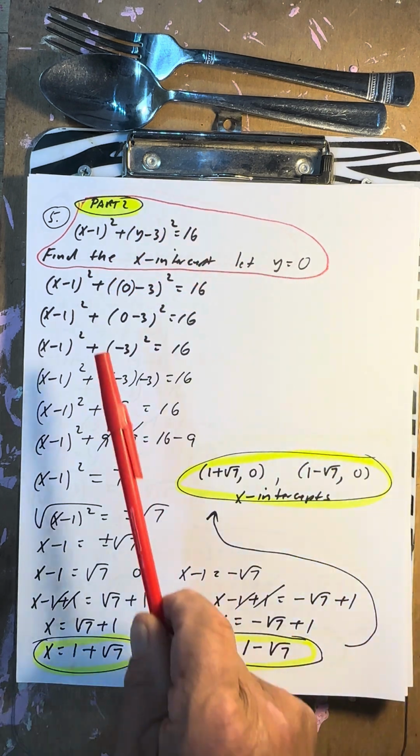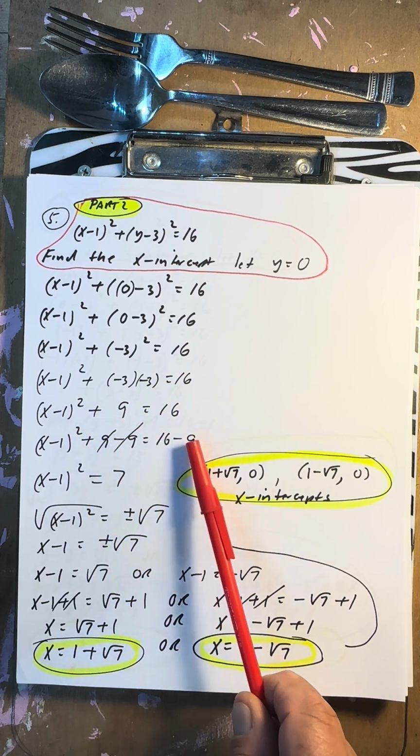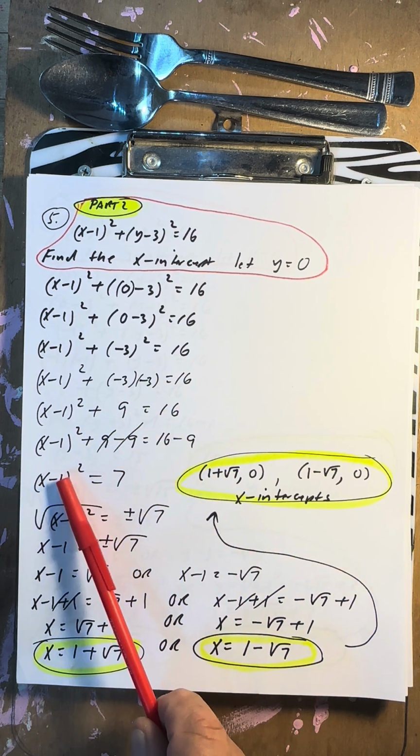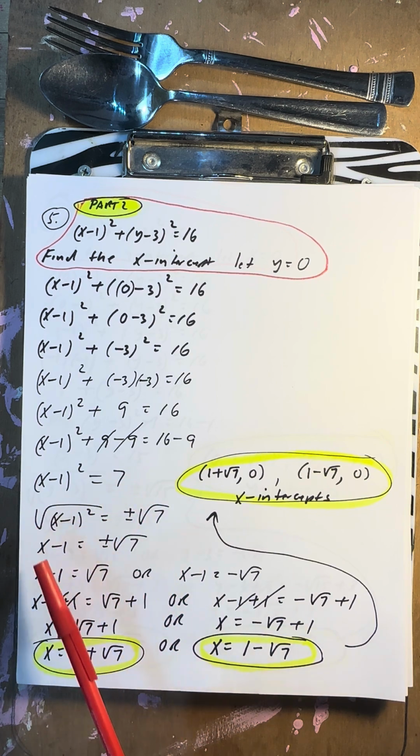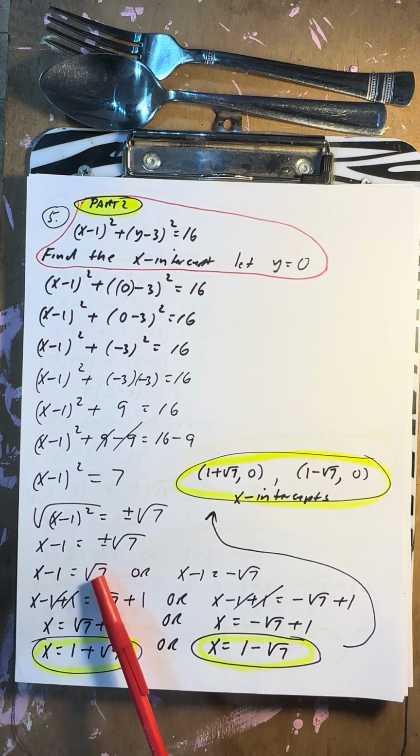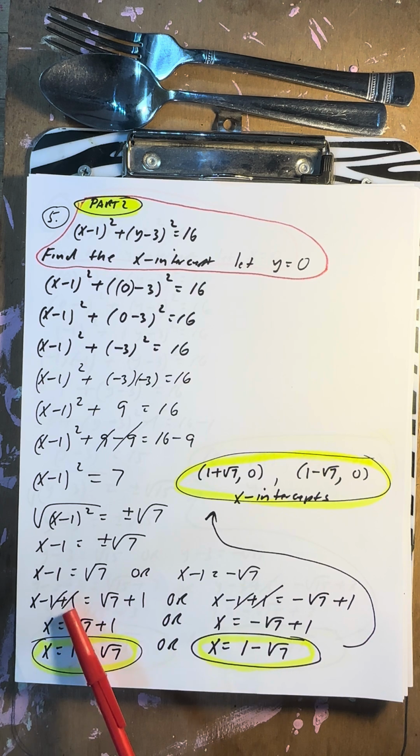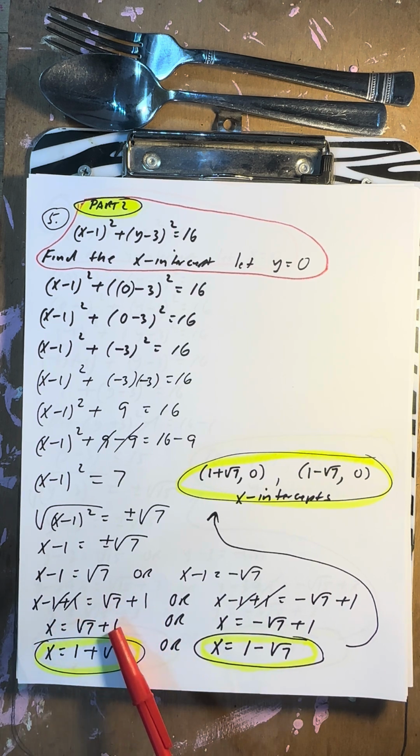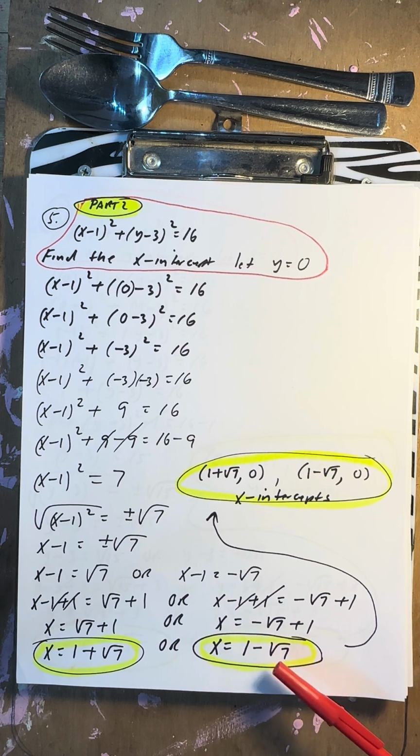Put a 0. So 0 minus 3, negative 3. Negative 3 times negative 3 is 9. Minus 9 minus 9. So now we have x minus 1 squared equals 7. Take the square root, square root. This is gone. X minus 1 equals plus or minus square root of 7. So we have x minus 1 equals square root of 7. Or x minus 1 equals negative square root of 7. So plus 1. So x equals square root of 7 plus 1. Rewrite it. X equals 1 plus square root of 7. Or over here we have x equals negative square root of 7 plus 1. Rewrite it. X equals 1 minus square root of 7.